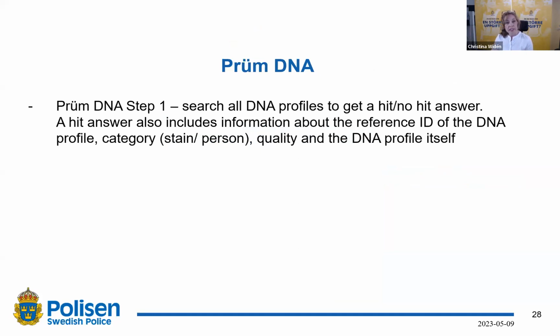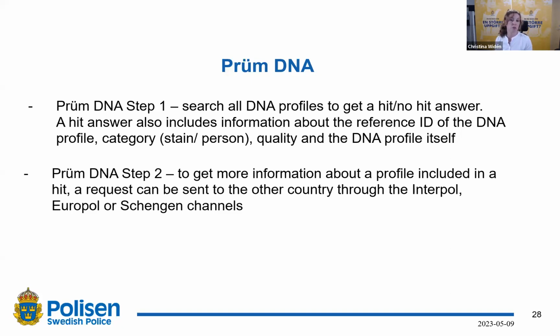And when you get a hit, you have the information from the other country. You get the reference ID of the DNA profile in the other country. You will know if the other country has a stain or a person. And you will also see the DNA profile itself. But if you need more information about this profile, for example the name or why this guy is within the other country's DNA database, you can send a so-called step 2 request to the other country. And then you use the Interpol, Europol, or Schengen channels for that.